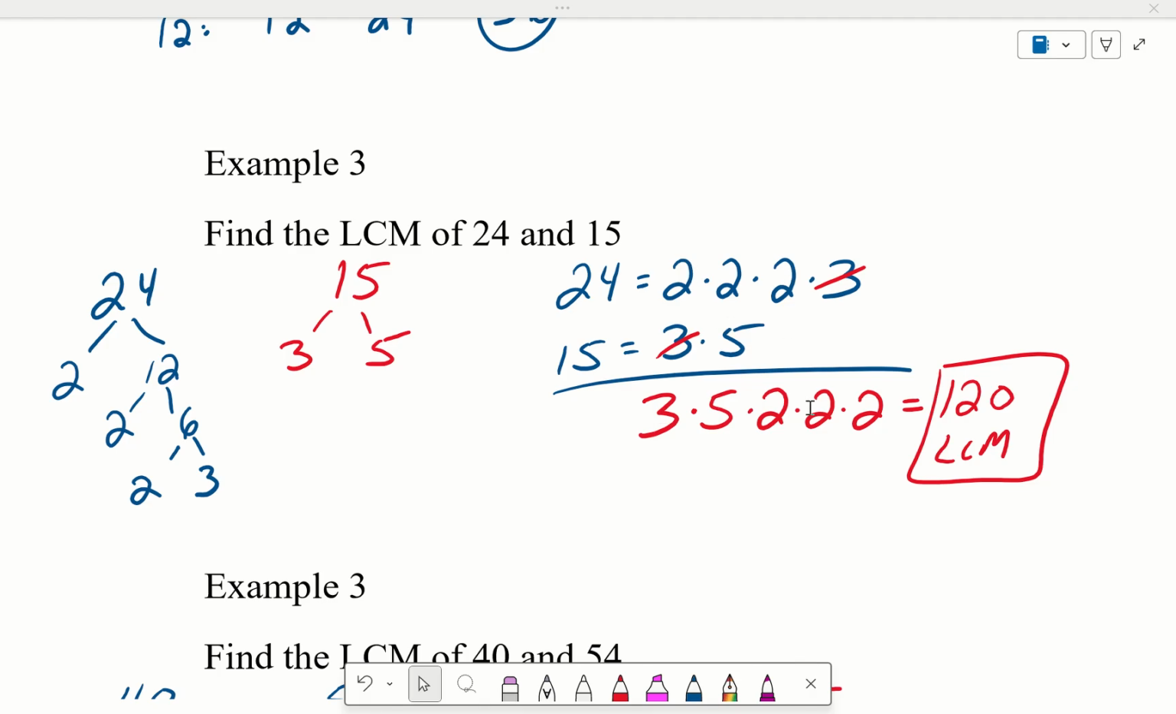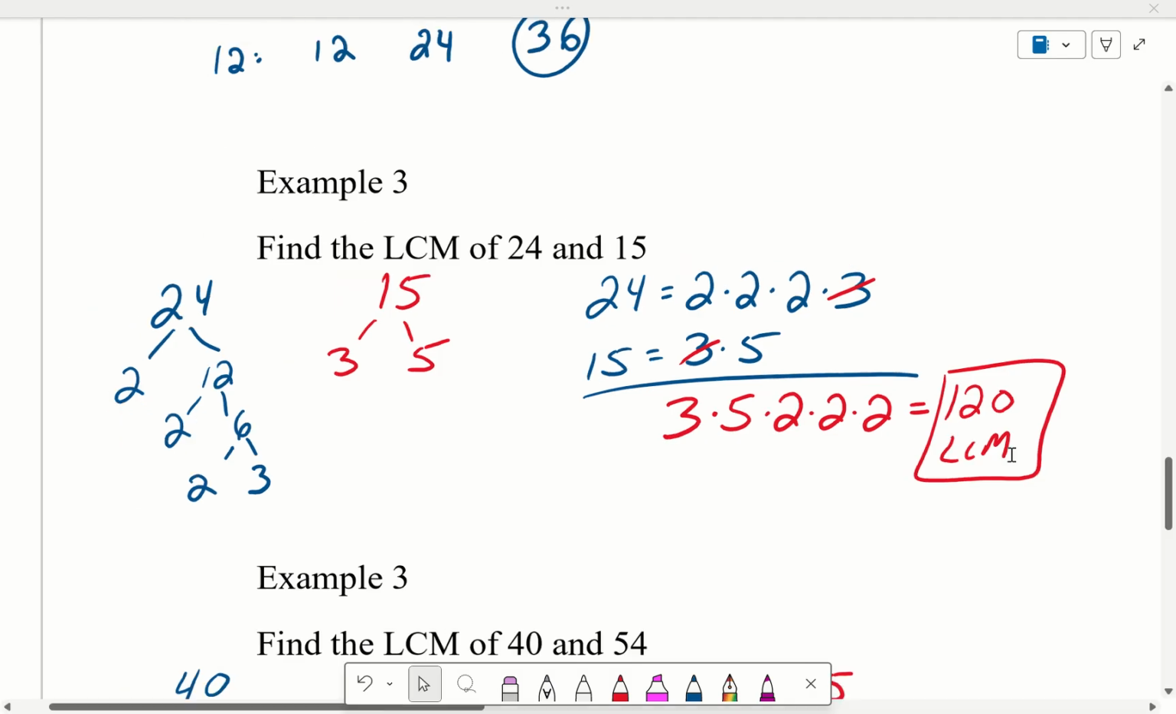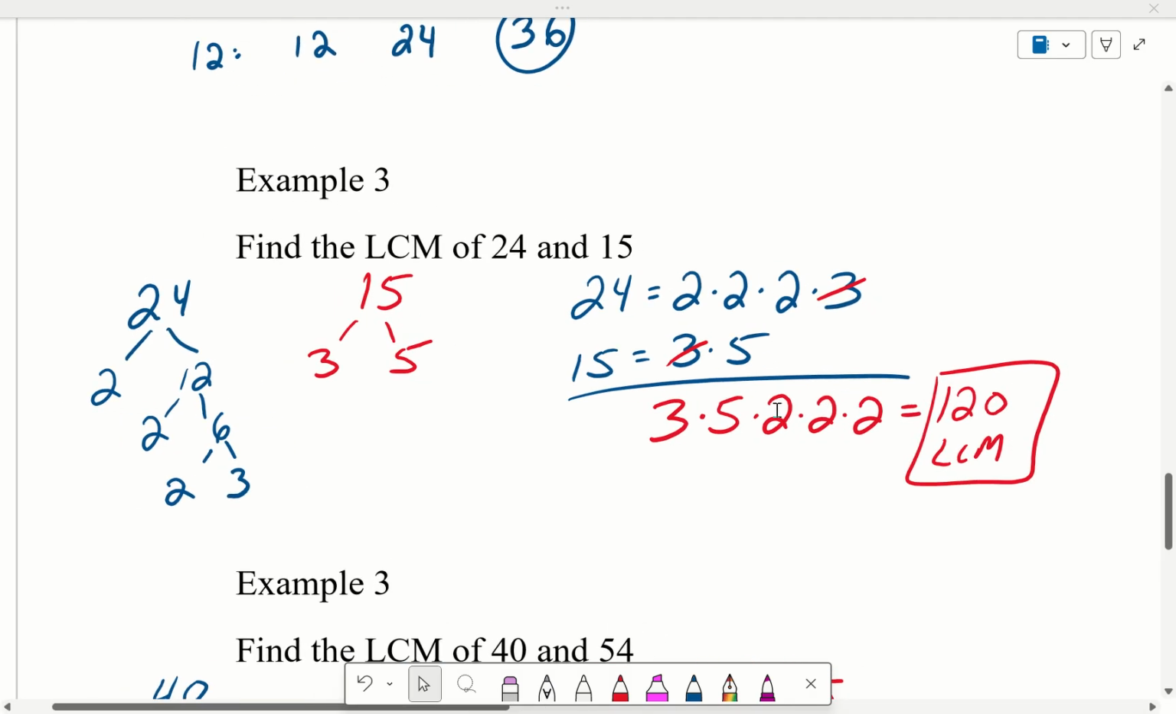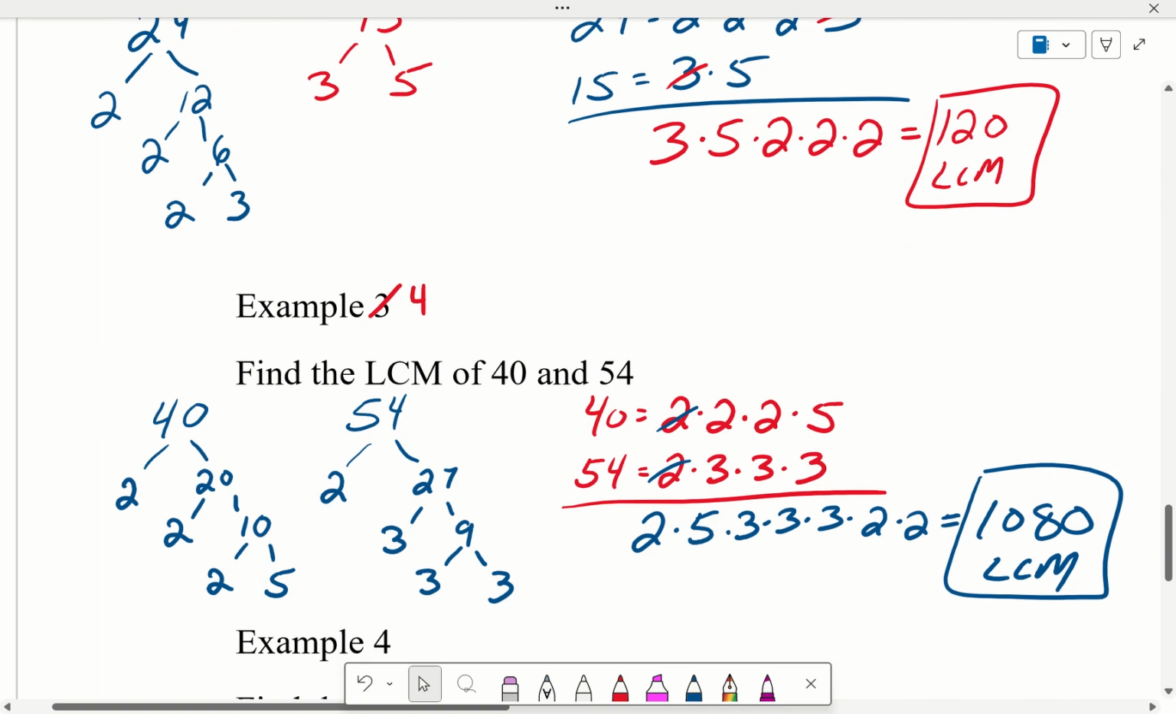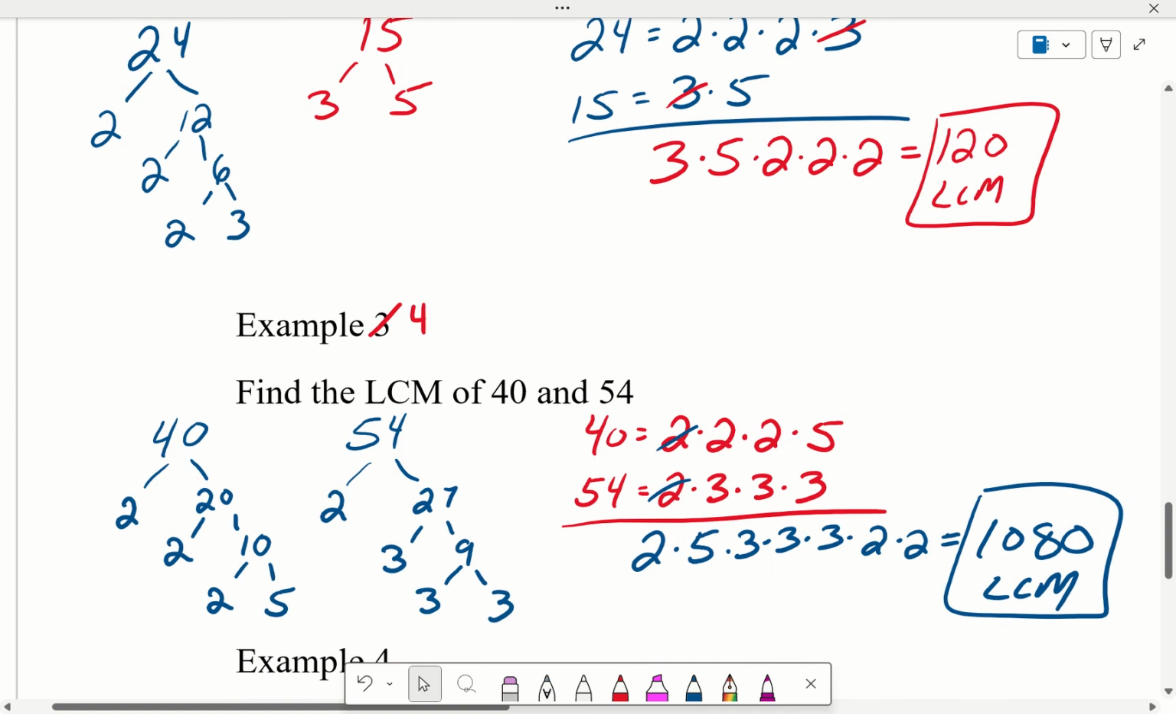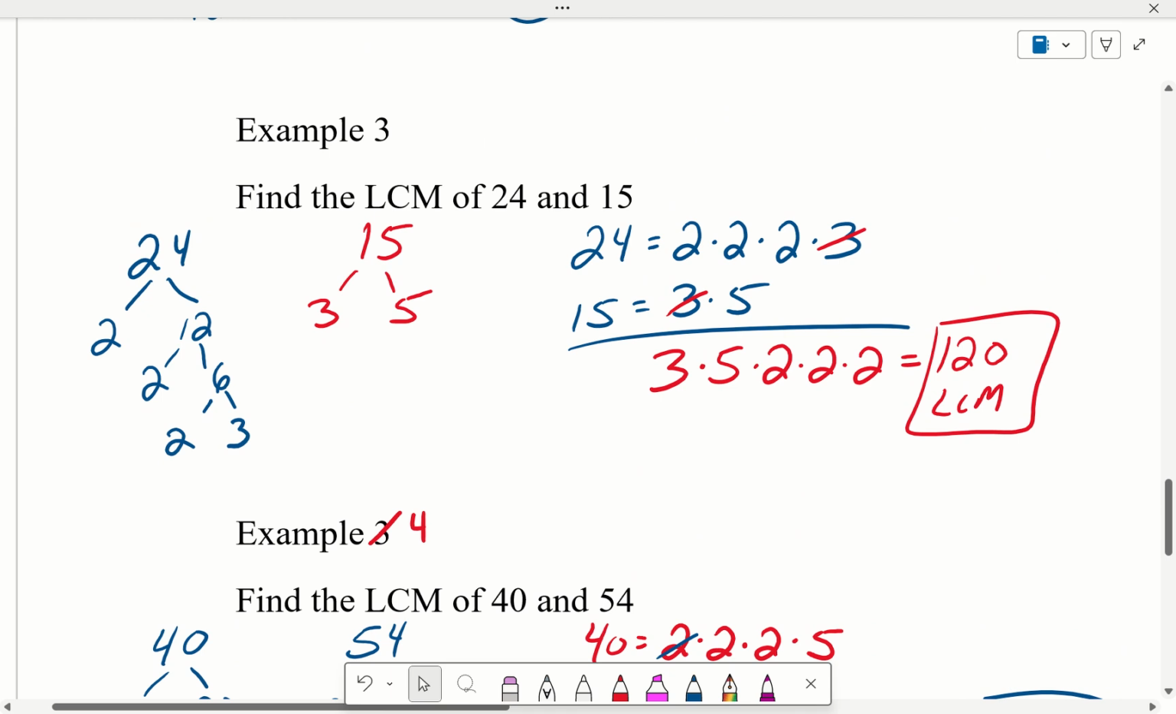And then 2, 2, 2, write that down. So we get an LCM of 120, without problem. Example 3. This next one should say example 4. It's a typo there. Find the LCM of 40 and 54. If you haven't done this one yet, you need to pause the video and do it now.